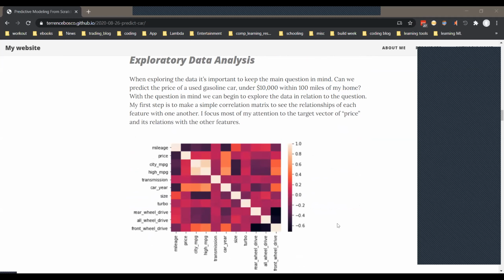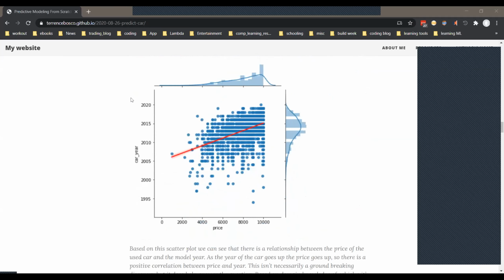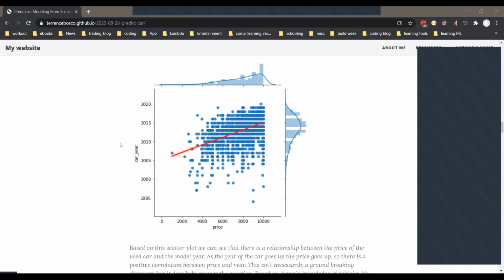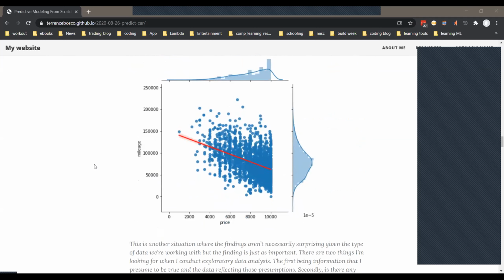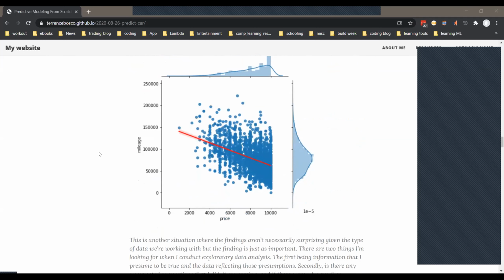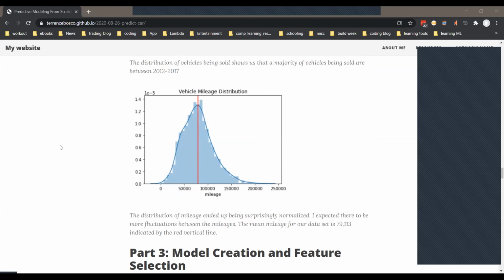Exploring the data, here's a correlation matrix. So we want to look at the target vector of price and all the other features. There's a couple of key features that are heavily correlated with price, one being the car year and the mileage of the car. So this is a distribution of the cars by make as well as year. And this is a distribution of the mileages of the cars.